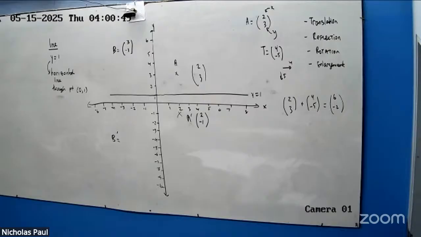Plot B. Oh, B is... yeah, leave it as that. I meant to say 3, minus 1. Right, and then reflect. Good job.